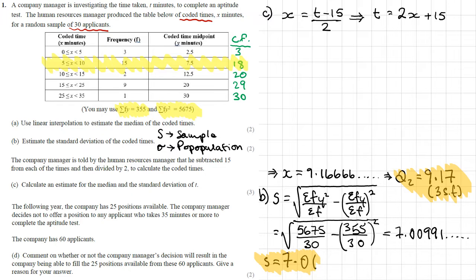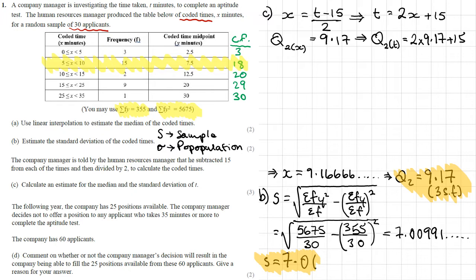Right, so I misread that as mean, it's actually median. So what was my coded median? So basically my median, Q2, let's put a little x here to say that this came from the coded data. And that value there was 9.17. So what I do to find the median for the original times, original data, is 2 times 9.17 plus 15.